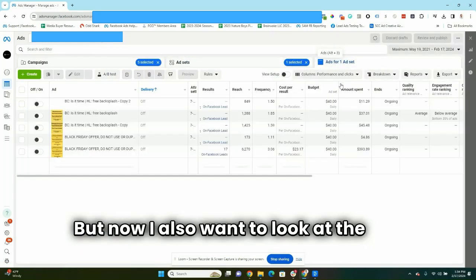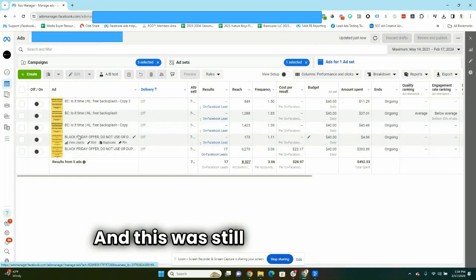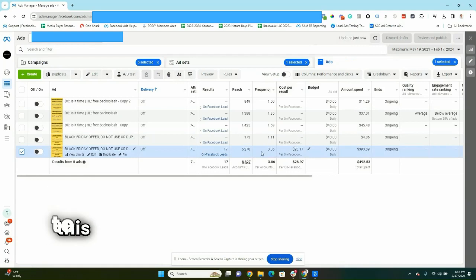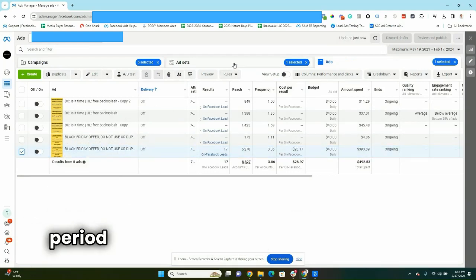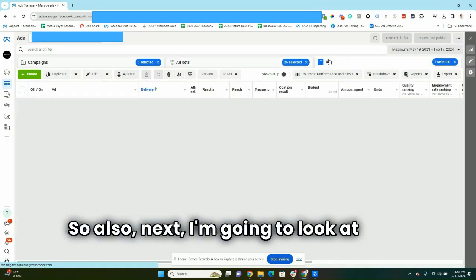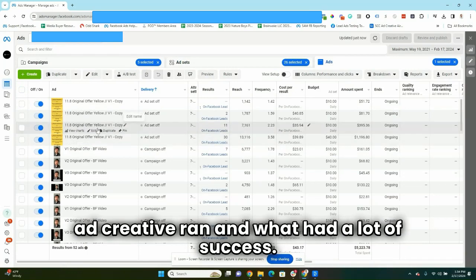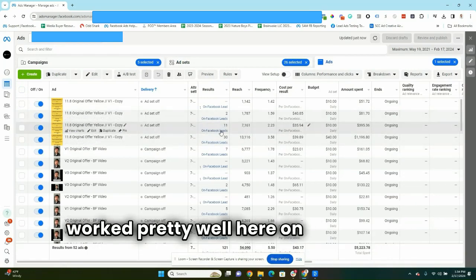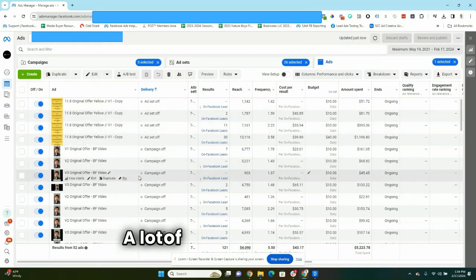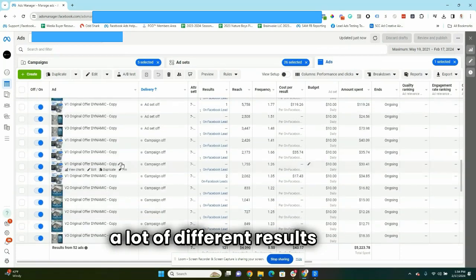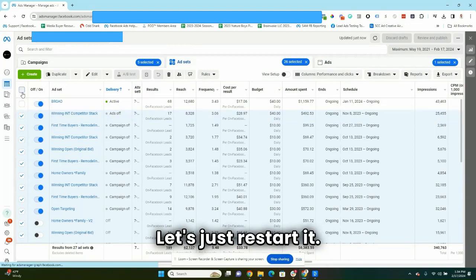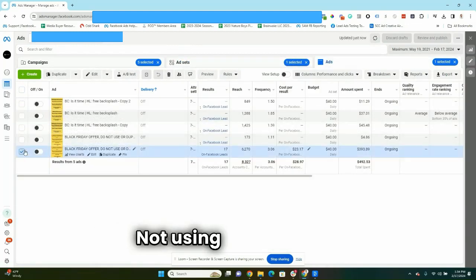Now I also want to look at the ads themselves. This was still the same offer, but it was framed around Black Friday. So I'm like, you know what? I can't even use this to run because Black Friday is a very short period of time when that offer is available. Next, I'm going to look at what type of ad creative ran and what had a lot of success. I can see this type of image worked pretty well here on the original offer. Still, $35 upwards of $40. A lot of different stuff with a lot of different results here. So definitely seeing, hey, we got a lot of data here on this type of imagery. Let's just restart that imagery, not using Black Friday.